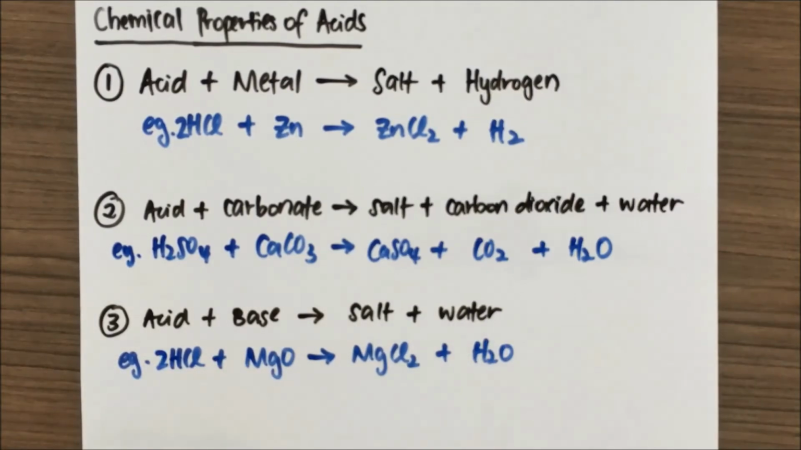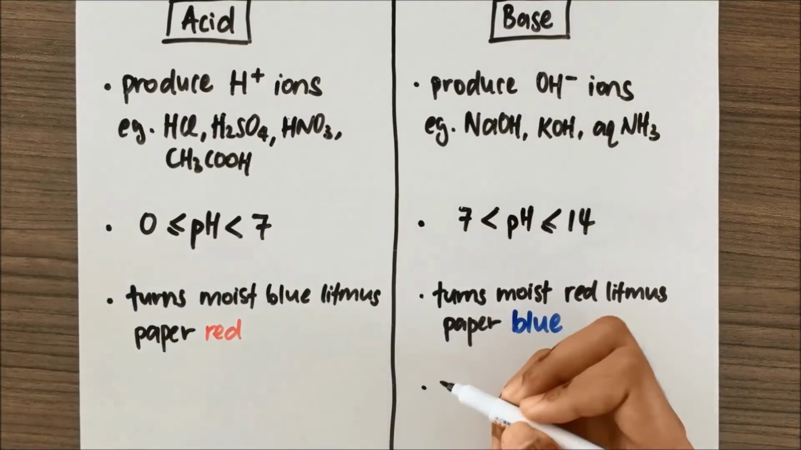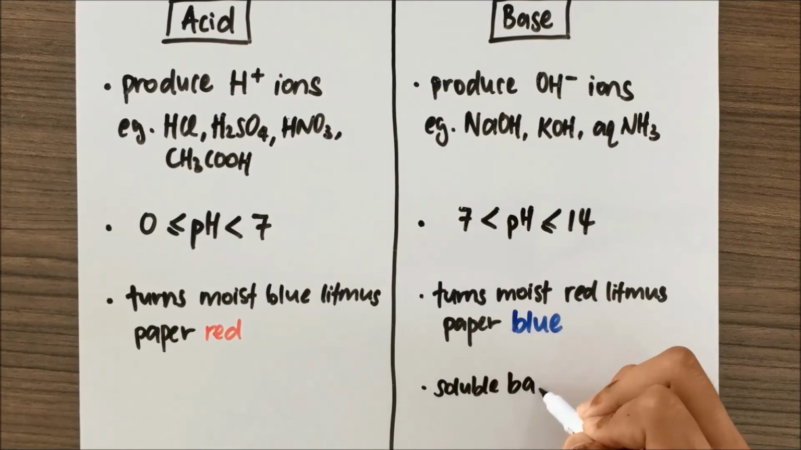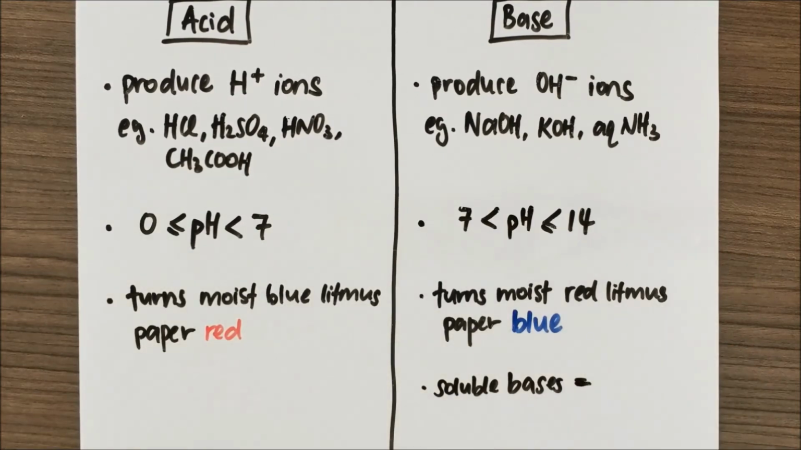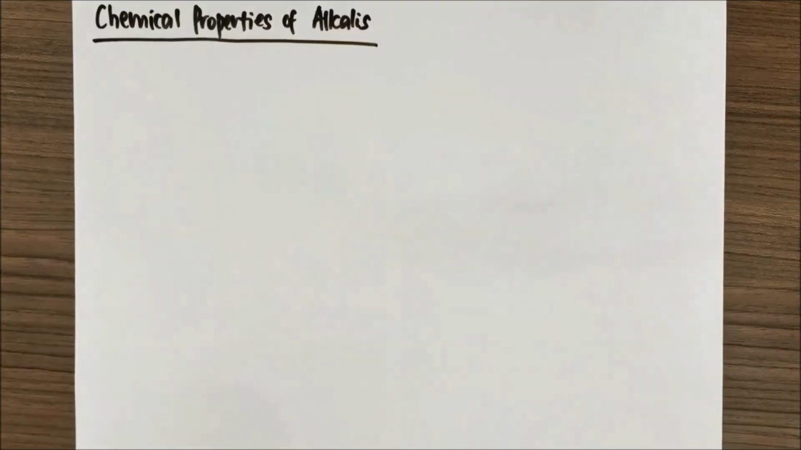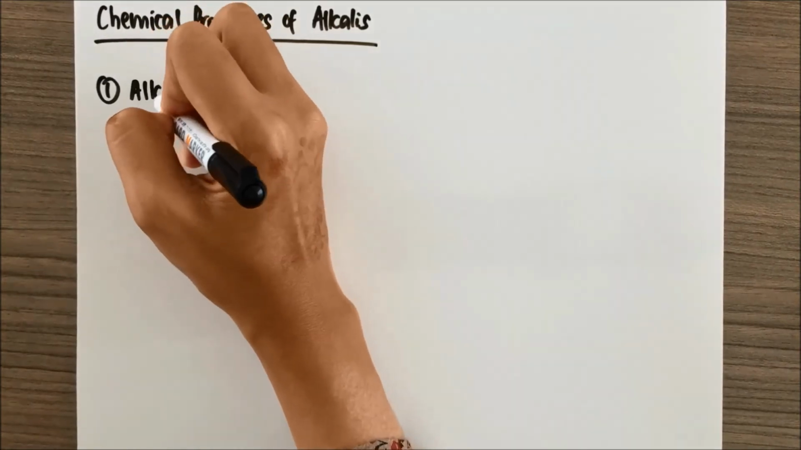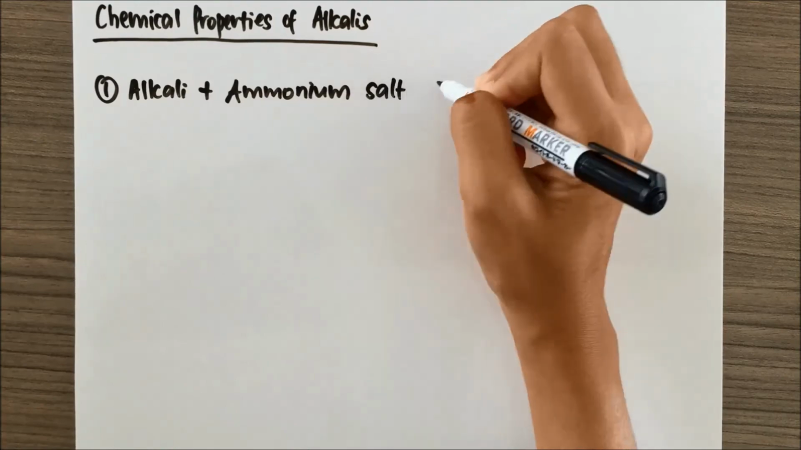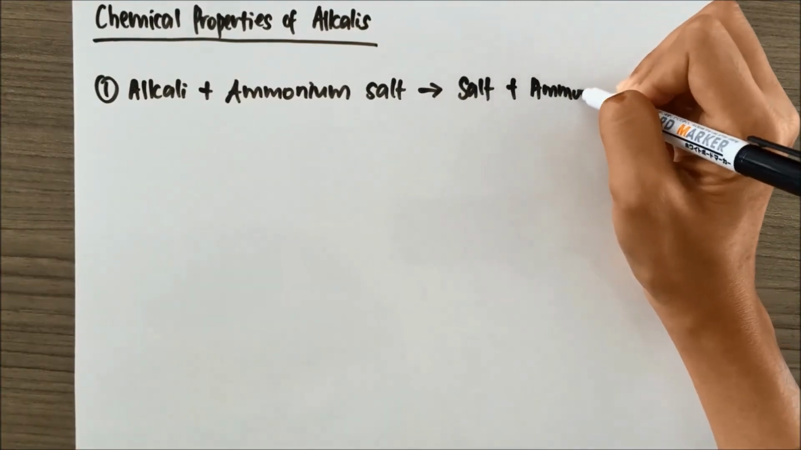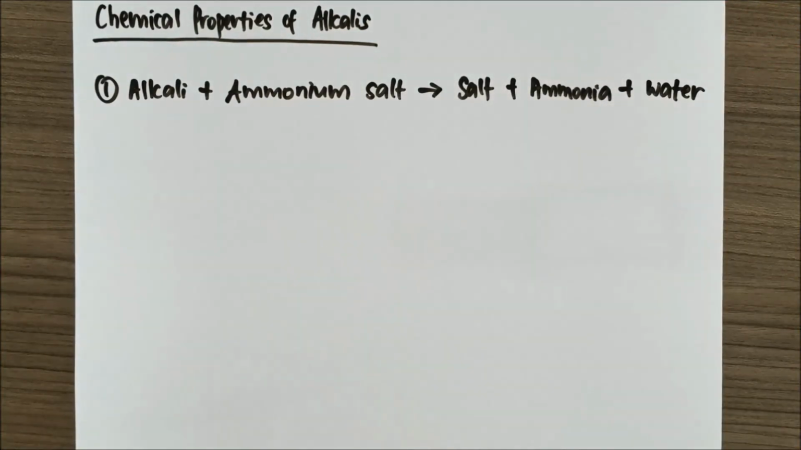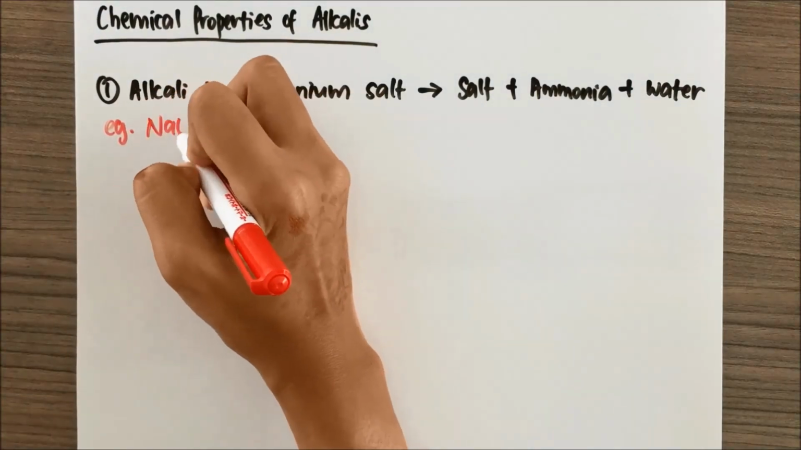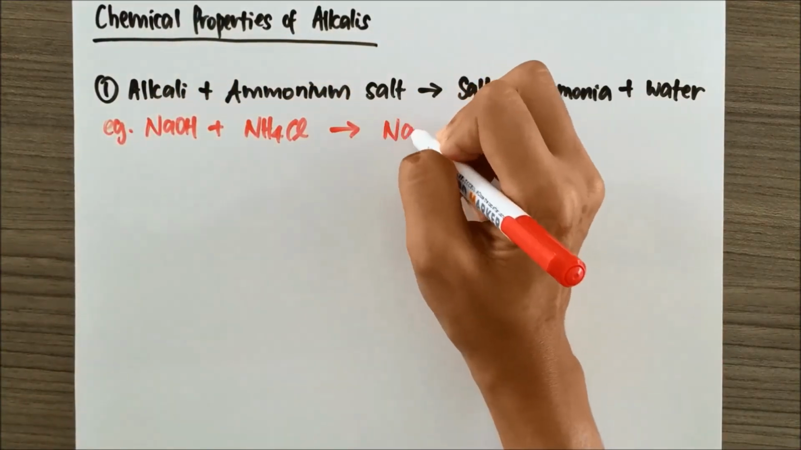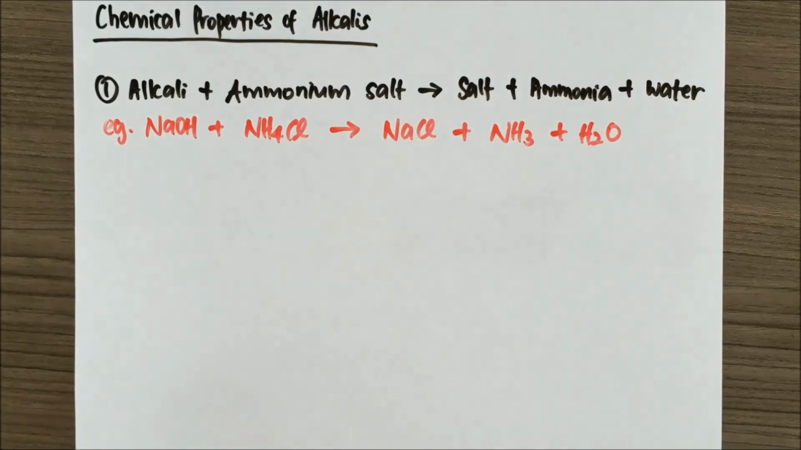An additional thing that you need to know about bases is that bases that are soluble in water have a special name given to them, and they are called alkalis. There are two reactions of alkalis that we need to know. Firstly, alkali reacts with an ammonium salt to give a new salt, ammonia gas, and water. For example, sodium hydroxide will react with ammonium chloride to give sodium chloride salt, ammonia gas, and water.